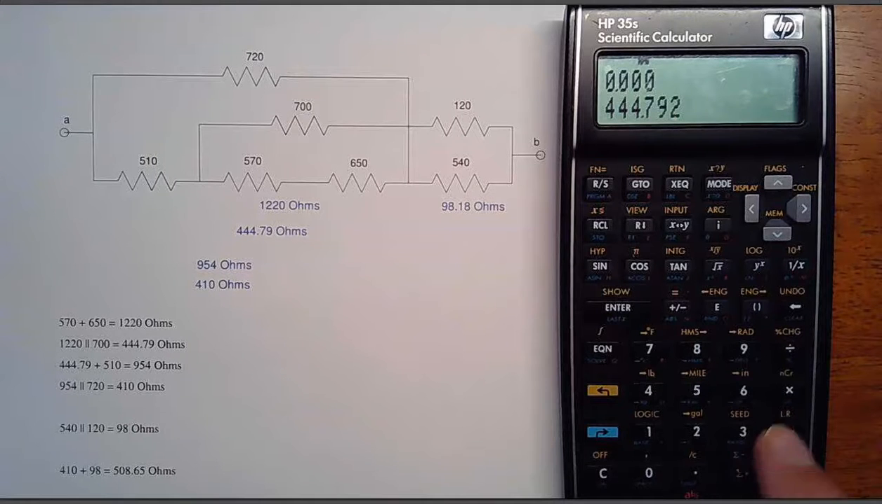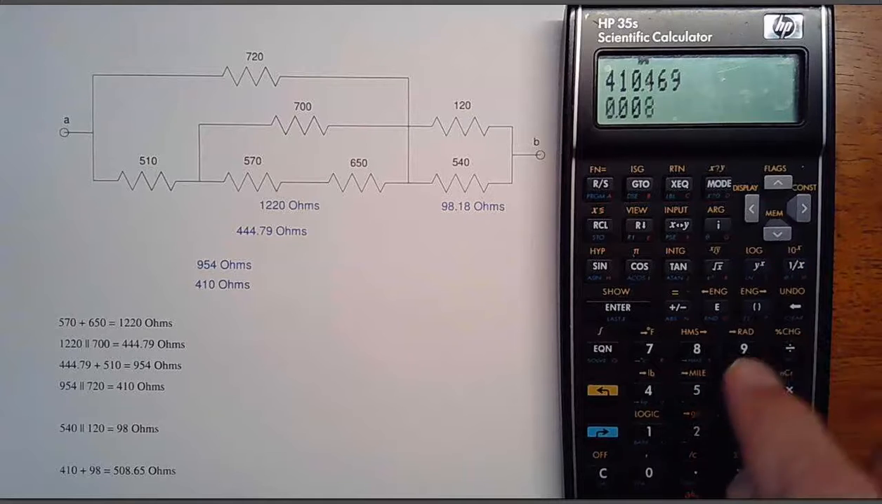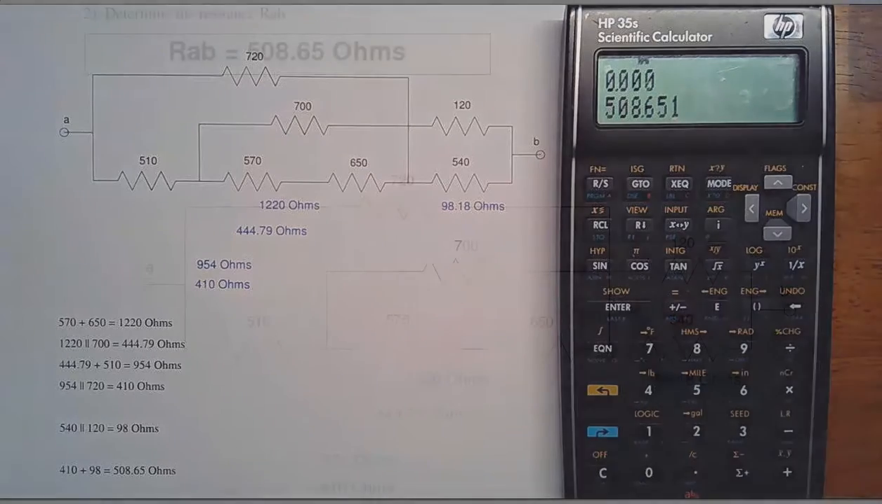In series with 510, 954 ohms. In parallel with 720, 1 over R1, inverse of 720, gives you 410 ohms. Now, in series with 120 and parallel with 540, so here's 120, inverse, 540, inverse, add, inverse, that's 98 ohms. Add the two together, I get 508 ohms.